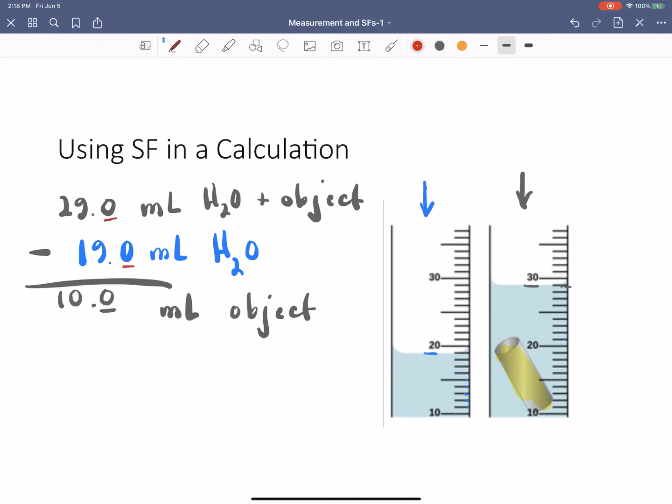This tool measures to the tenths place. And so when we subtract, we have information about what's in the tenths place. The volume of that object is reported to 3 sig figs. Why do we go to the tenths place with this 0? Because the measured values both went to the tenths place.